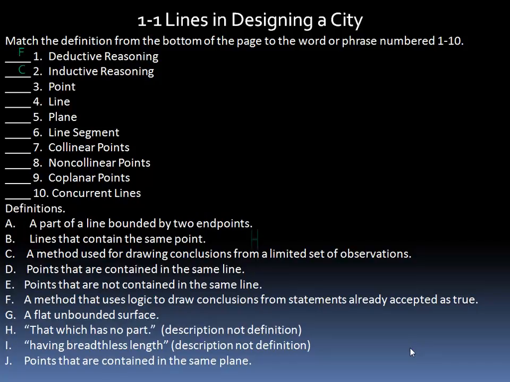All right, and what is a point? Well, this is right out of the book. In our book, we describe it as H, that which has no part. And that is not a definition. You know, it's actually just a description. How about a line? If you look at the remaining definitions, also right out of the book, also not a definition, but a description, having breadthless length.